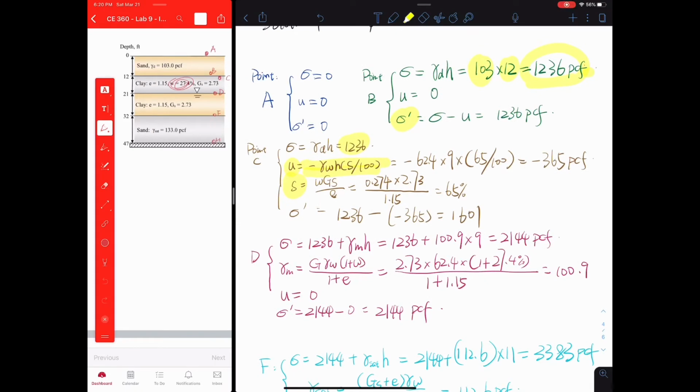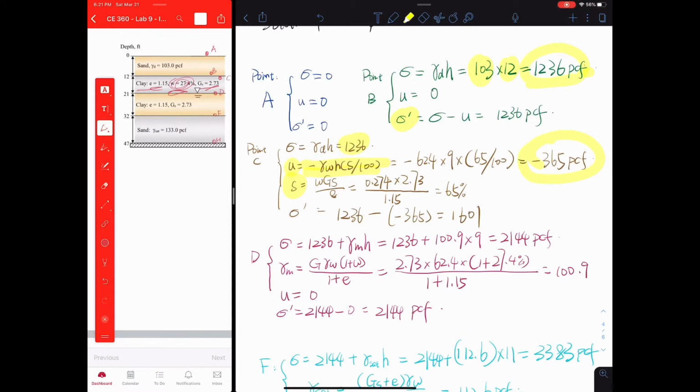And this is w, we got w here. And this is Gs, we got Gs here. And this is e, we got e here from the figure of the problem. And finally, we can calculate the saturation degree to be 65%. And then we plug this 65% into the equation for the suction. And finally, we can get our answer for the suction.